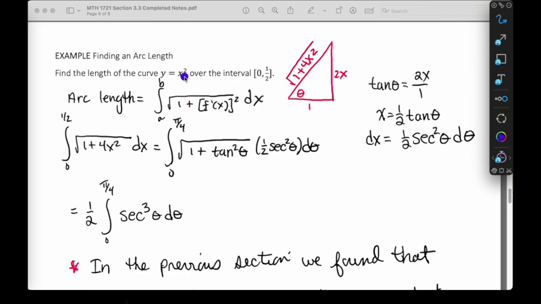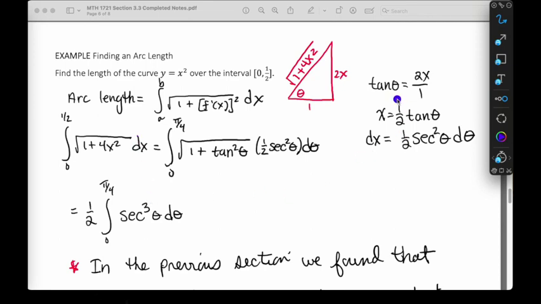In this case, my derivative is 2x. So when I square that, I'm going to get 4x squared, and that's what I'm going to substitute in here. To find the arc length, I'm going to go from 0 to 1/2, and I'm going to integrate the square root of 1 plus 4x squared. Now it's in that format of a squared plus x squared.